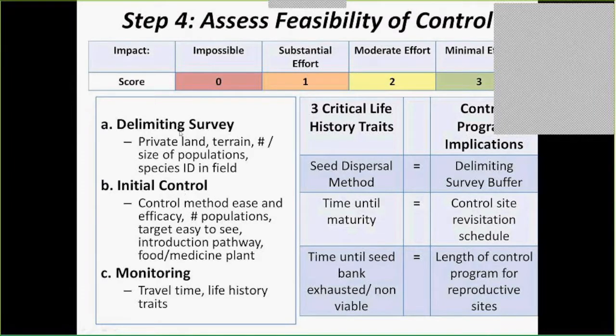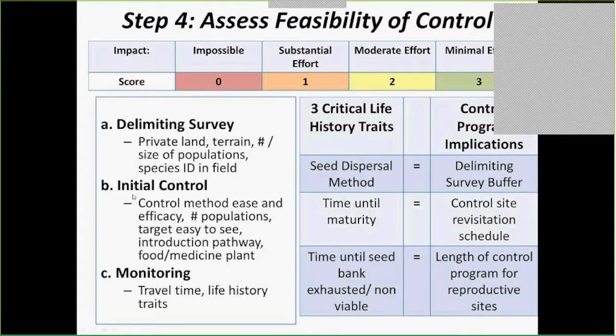So for the delimiting survey, we're thinking about things like how much private land is there, how many people do I have to talk to get access, what's the terrain like, what's the number and size of the population, is the species easy to identify by field crew members in the field.